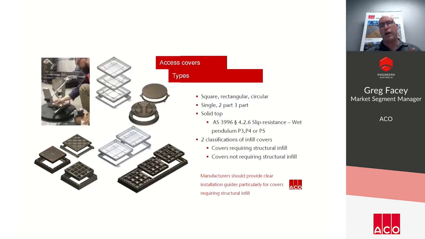Access covers can either be square, rectangular or circular, in single part, 2-part or 3-part cover systems. They are available in solid top configurations, and in 2 classifications of infill covers, so covers that require a structural infill and covers that do not require a structural infill. And manufacturers should be able to provide clear installation guides, particularly for covers requiring a structural infill.